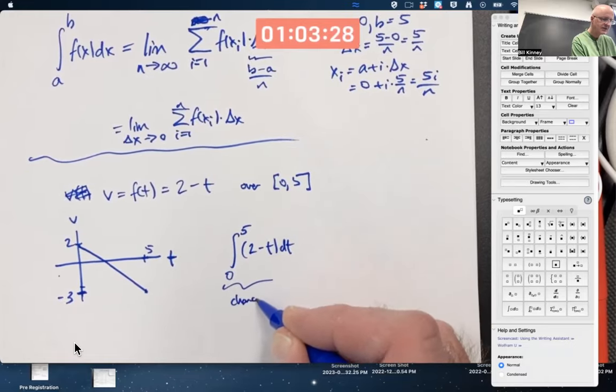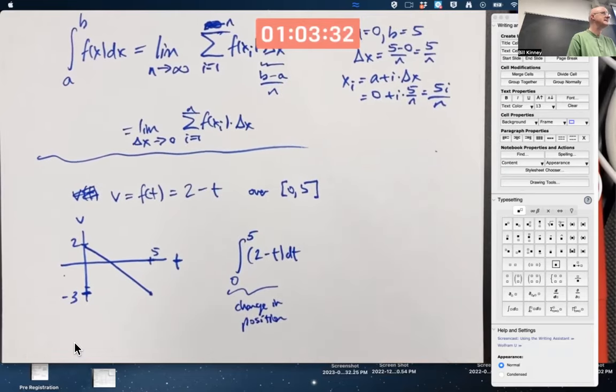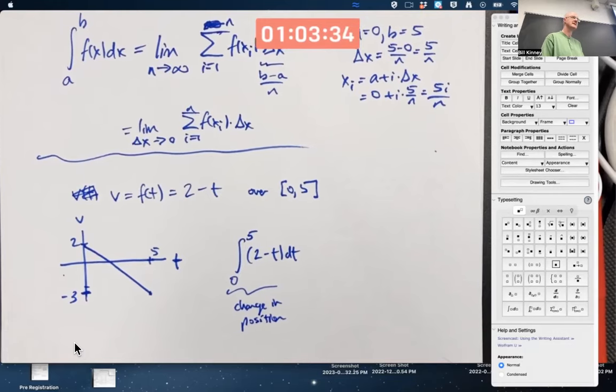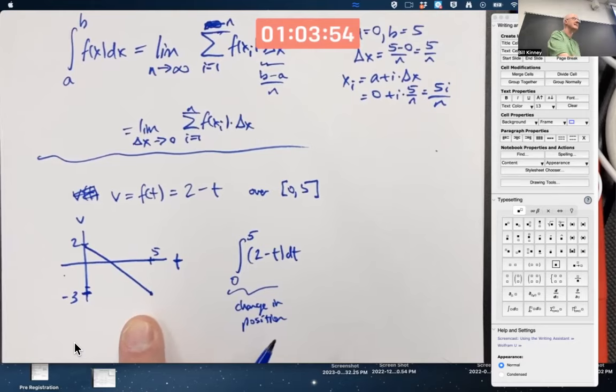Change in position, which with back and forth motion is not the same as distance traveled. Distance traveled is literally how far did the bug walk? First this way, then back this way. Change in position is what is the change in position along a number line from the starting point to the ending point. And in fact, because the bug walks with a velocity that's more often negative than positive, you might say, the bug ends up to the left of where it started, its change in position is going to be negative. This integral is going to be negative.